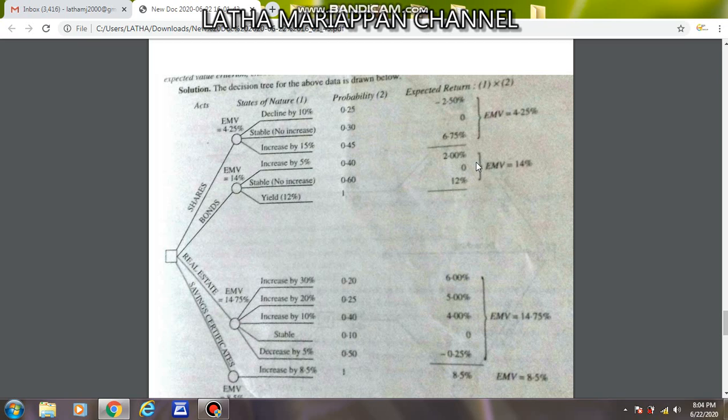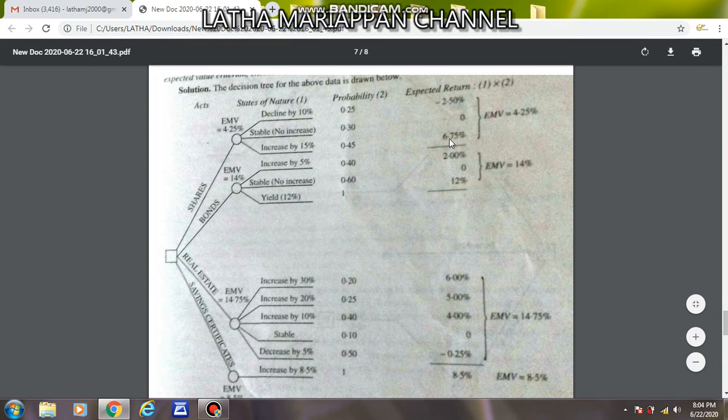Now if you add, and here one subtraction is there, so do the subtraction: 6.75 percentage minus 2.50, you will get expected money value as 4.25 percentage. And for the bond, the 2 percentage and 12 percentage, if you add, your EMV value is 14 percentage. So this EMV value is for share and this EMV value is for bond.